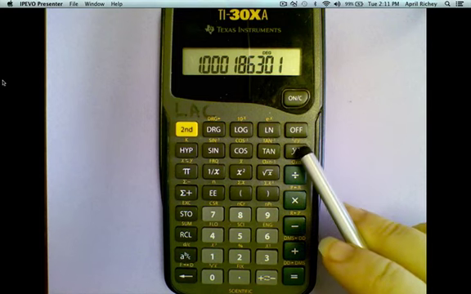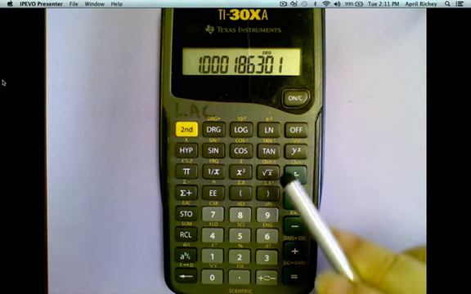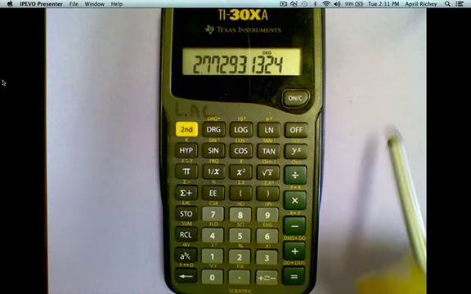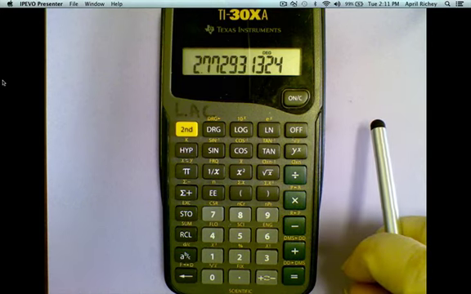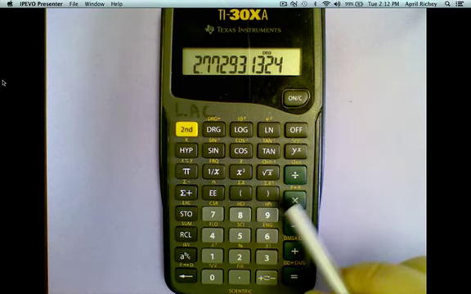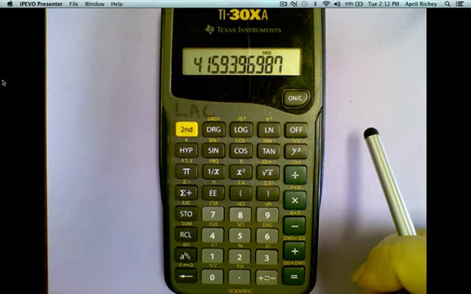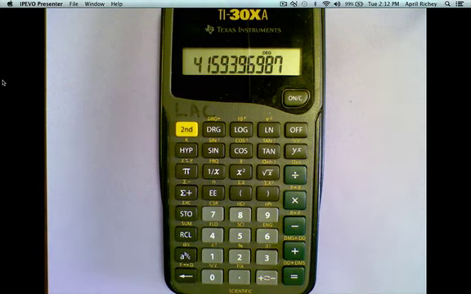Now we're going to raise that, hit your exponent key, raise that to the 5,475th power. And this gives us 2.7729, and that decimal continues on. Leave that in your calculator and multiply by the 15,000 and hit equals. And that gives us $41,593.96987, and that decimal continues on. Don't ever round into the last step. Always leave everything in your calculator.